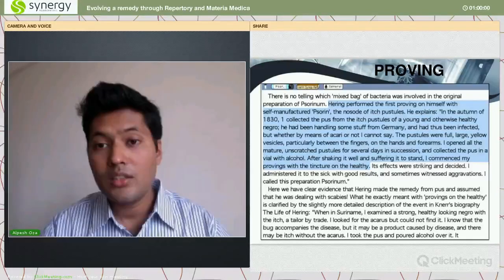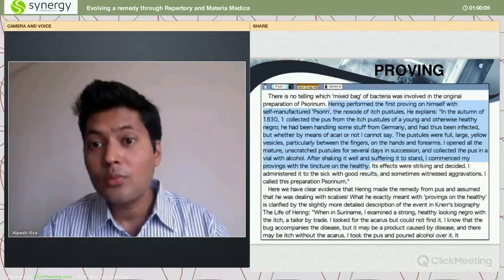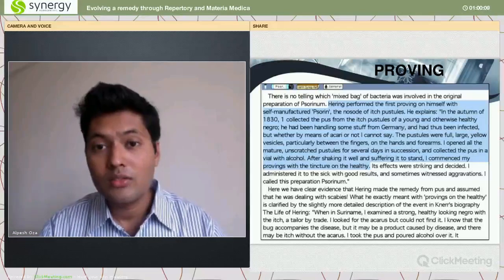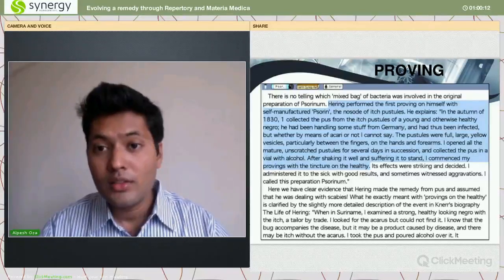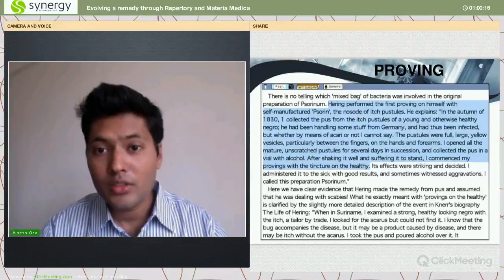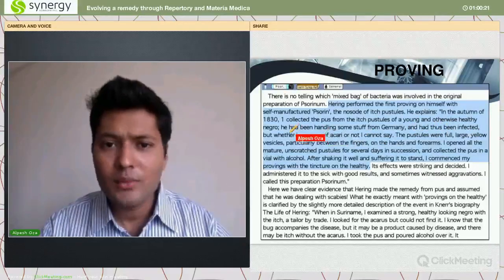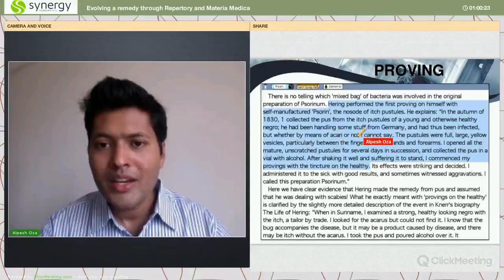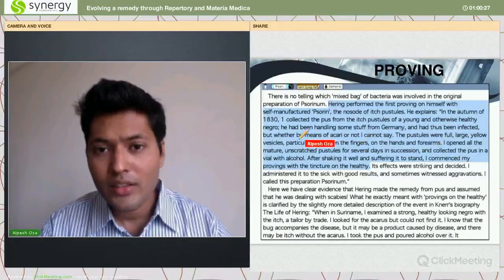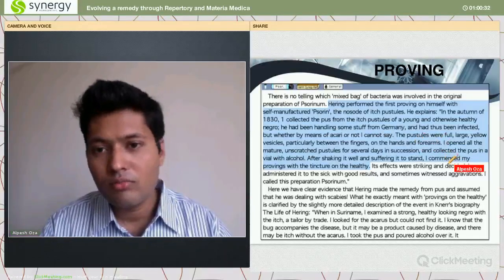So let us see about the provings. Master Hering performed the proving on himself, and he prepared the nosode Psorinum, and he explains that in the autumn of 1830 he collected the pus from each of the pustules of a young and otherwise healthy negro. He had been handling some stuff from Germany and had thus been infected, but whether by means of Acari or not, he cannot say.